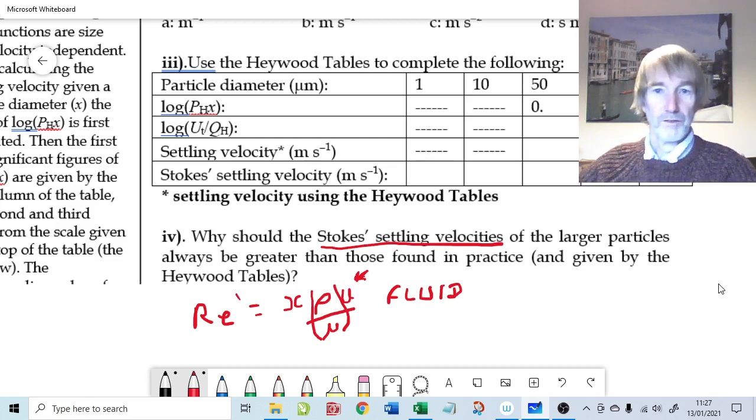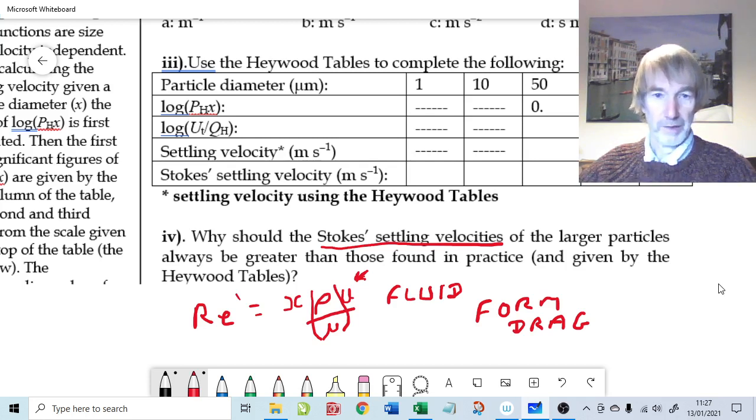So why should the Stokes' velocities of the larger particles always be greater than those found in practice and given by the Haywood's table? It's because of the form drag, which the Stokes equation doesn't take into account. Stokes' drag only takes into account one type of drag, and that is viscous drag, whereas in reality, at the high Reynolds numbers, we'll have form drag as well as the viscous drag. We don't lose the viscous drag, it's still there, it just becomes much less important.